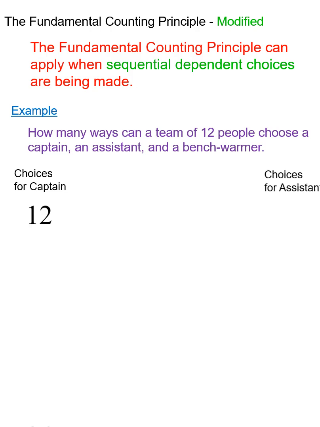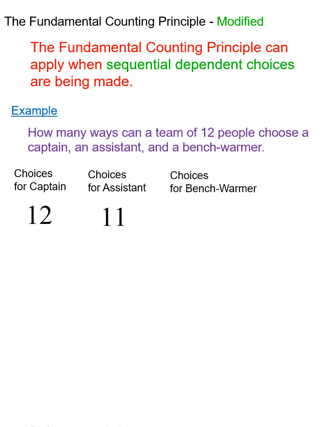But once that choice has been made, there are only 11 choices left that you can make for the assistant. And once that choice has been made, you only have 10 choices left for the lonely bench warmer. The other 9 players don't have a particular role, so we'll stop the calculation here, multiply those together, and find out that there are over 1,000 choices that you could make in this particular circumstance.